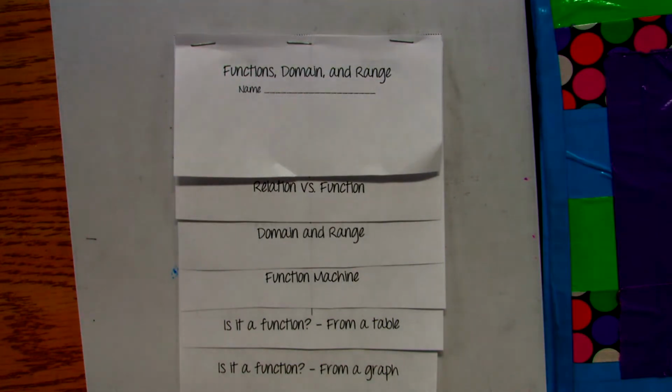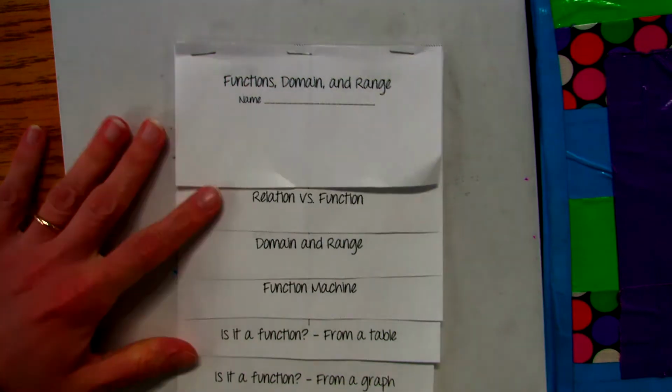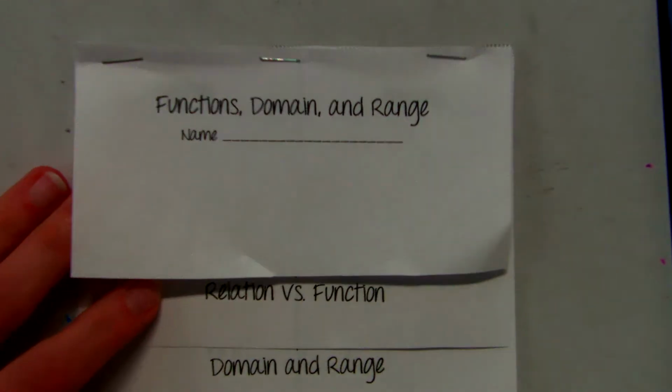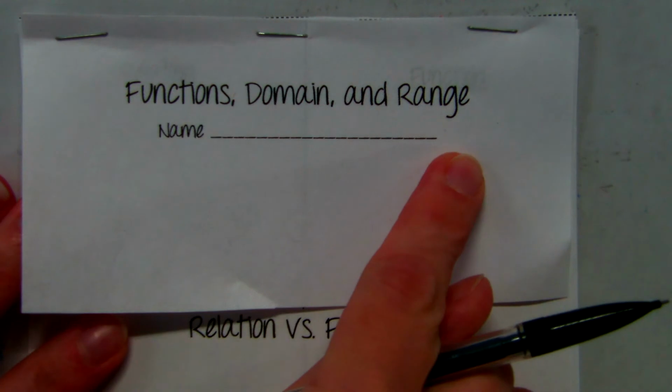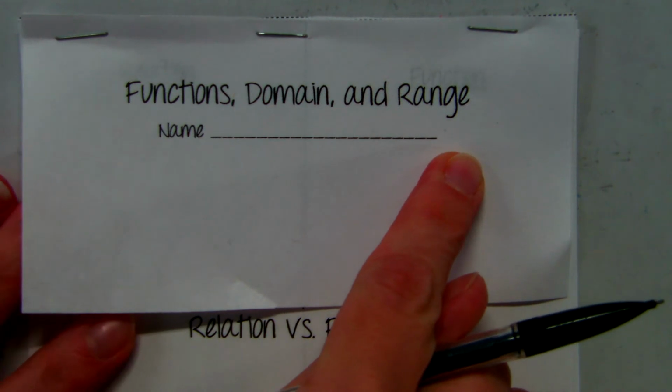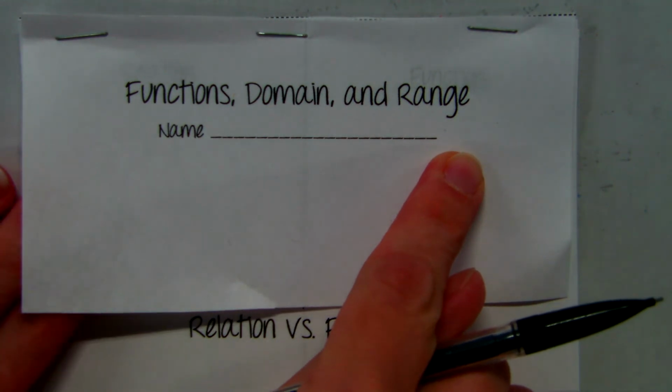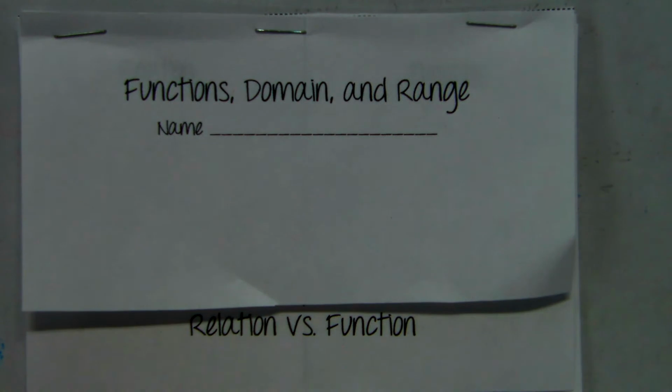Okay, today we are going to look at functions, domain, and range, and we're going to do this foldable that we can glue into our math notebooks. On the first flap, there is a place to put your name. If you want to do that, you can, but these will be glued into your notebook, and so it's not really that big a deal if you don't want to do that part.